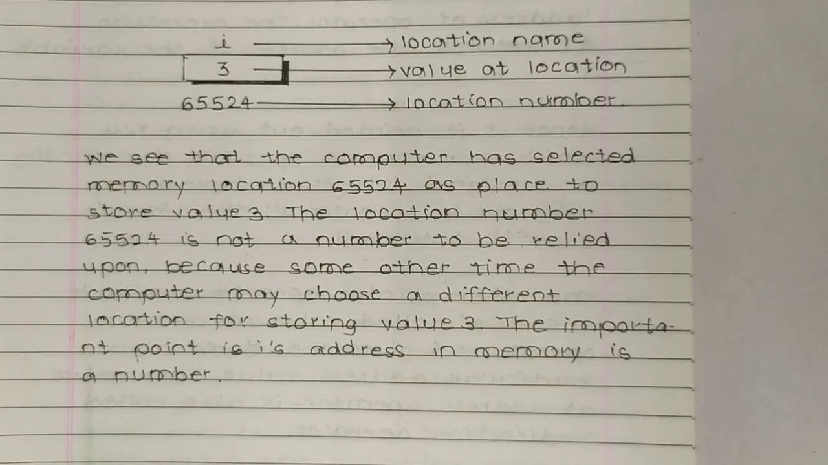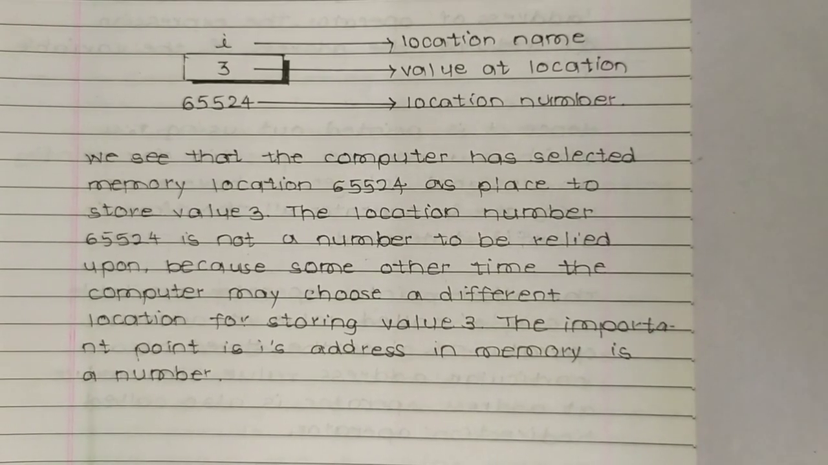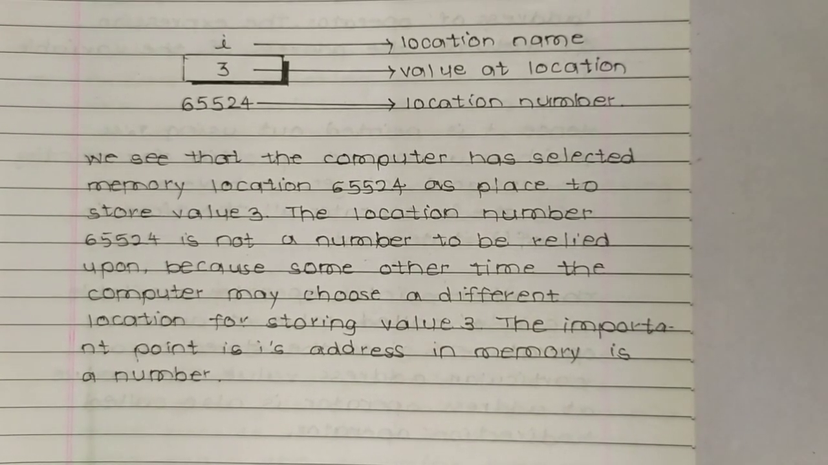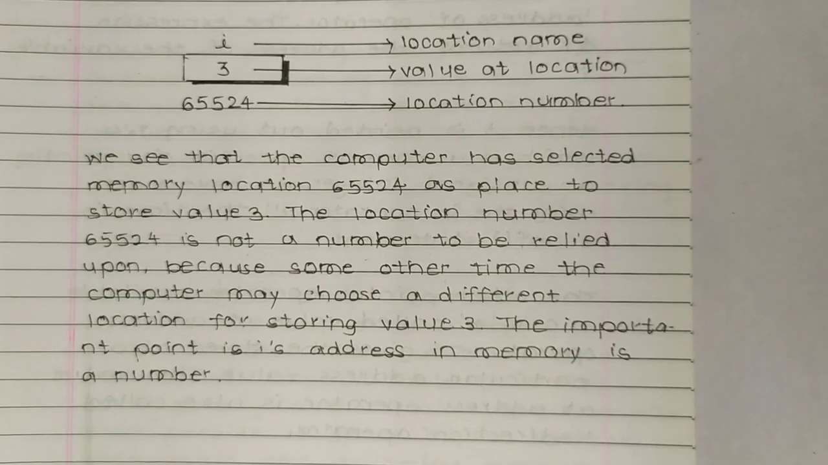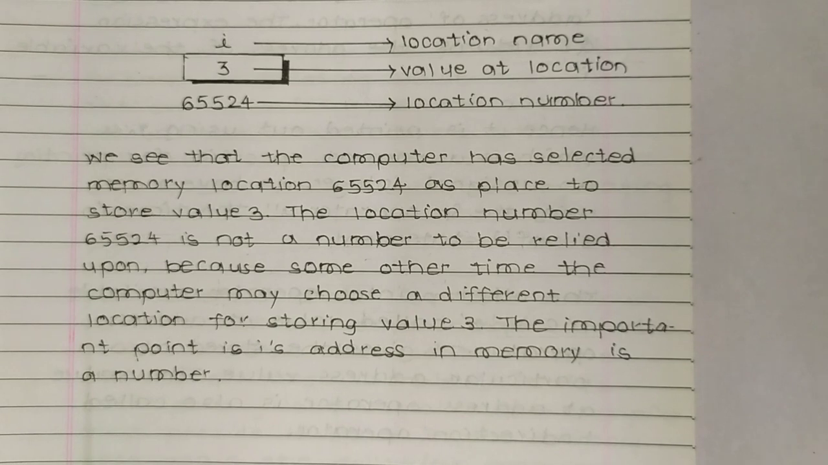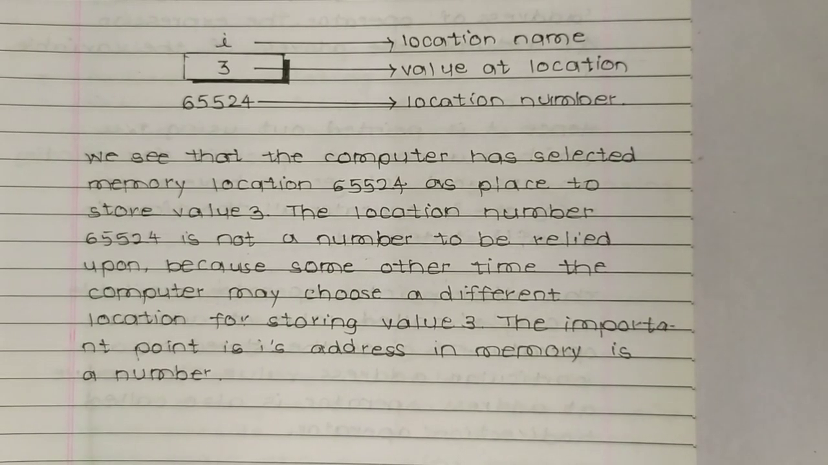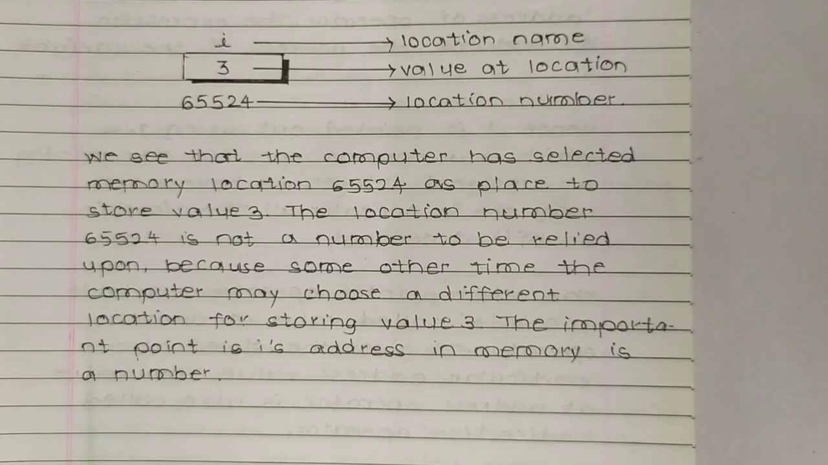We see that the computer has selected memory location 65524 as a place to store the value 3. The location number 65524 is not a number to be relied upon, because some other time the computer may choose a different location for storing the value 3.